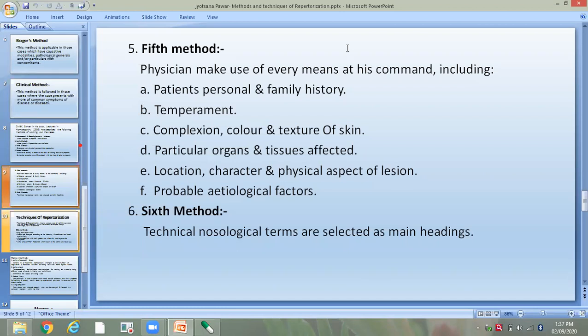So the technical nosological terms are selected as main headings when we cannot get the proper symptoms, or only one or two symptoms from the patient, or the pathology was too much advanced, and then we want to give temporary relief from his suffering to the patient. So in those cases we use this sixth method of repertorization. Is it clear, everyone?